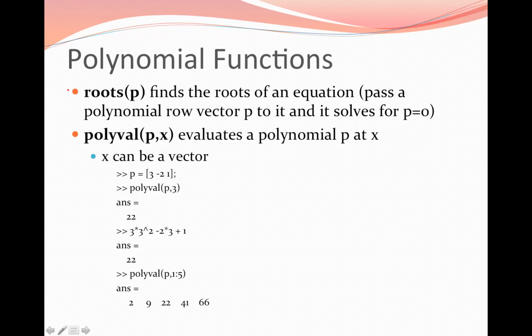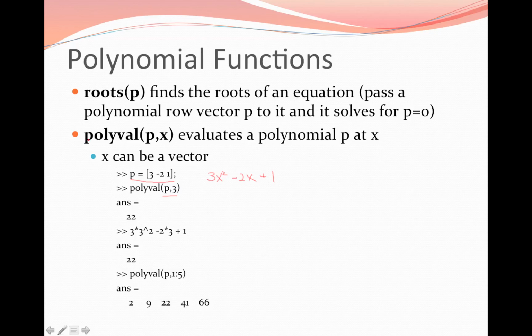So for example, here p is 3, -2, 1. So in other words, that represents the polynomial 3 times x squared minus 2 times x plus 1. So again, we have in there the coefficients, the 3, negative 2, and 1. So that's our row vector p. We pass that to polyval with a value of 3, for example, and we're plugging in 3 times 3 squared minus 2 times 3 plus 1, or 22 as a result.